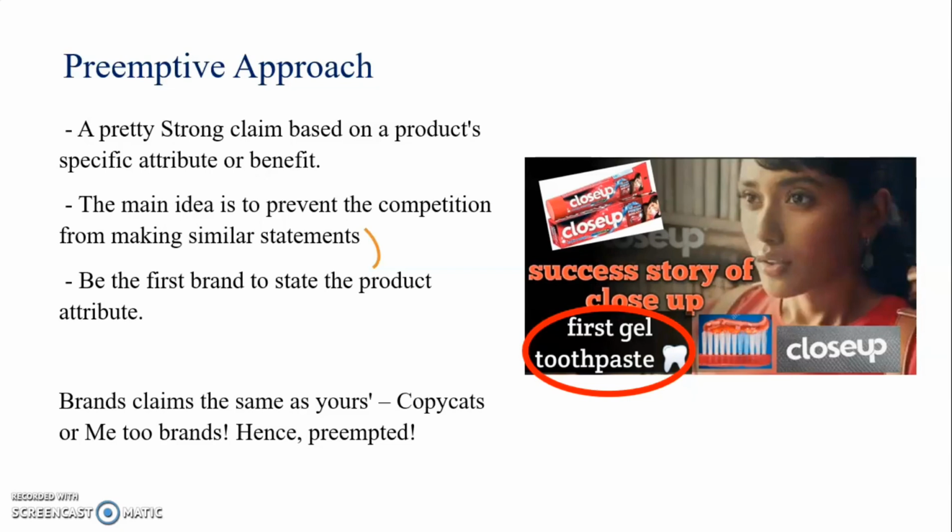If you as a brand or a product are going to use this approach for your communication, then make sure you are the first one to state a particular attribute about your product. The idea behind this approach is that you should be the first one to claim the attribute of the product, so that any other brand which is going to claim a similar attribute will be considered a copycat or me-too brand, and hence preempted.